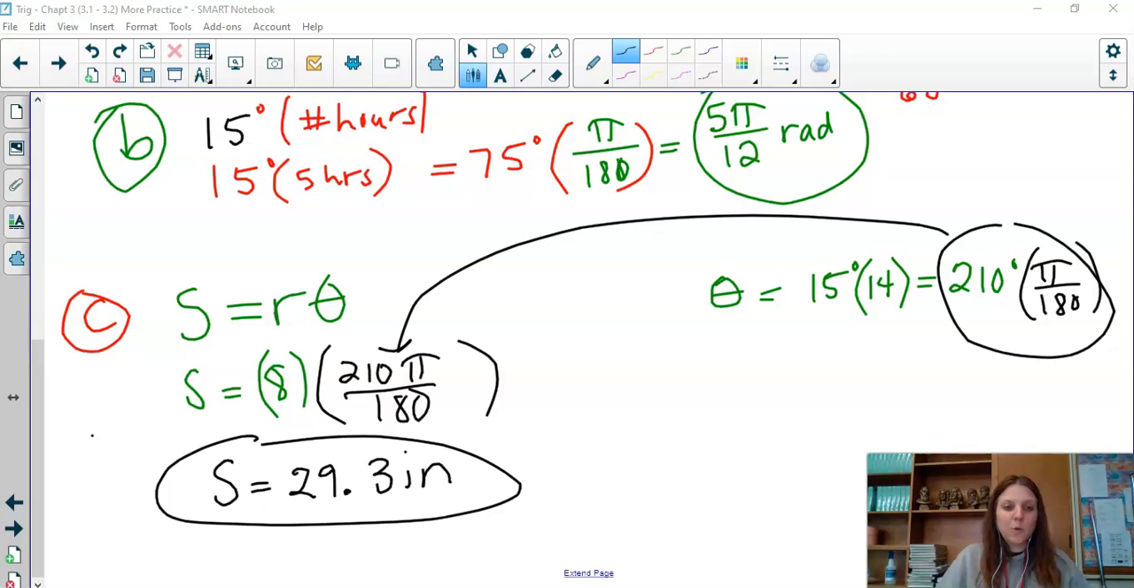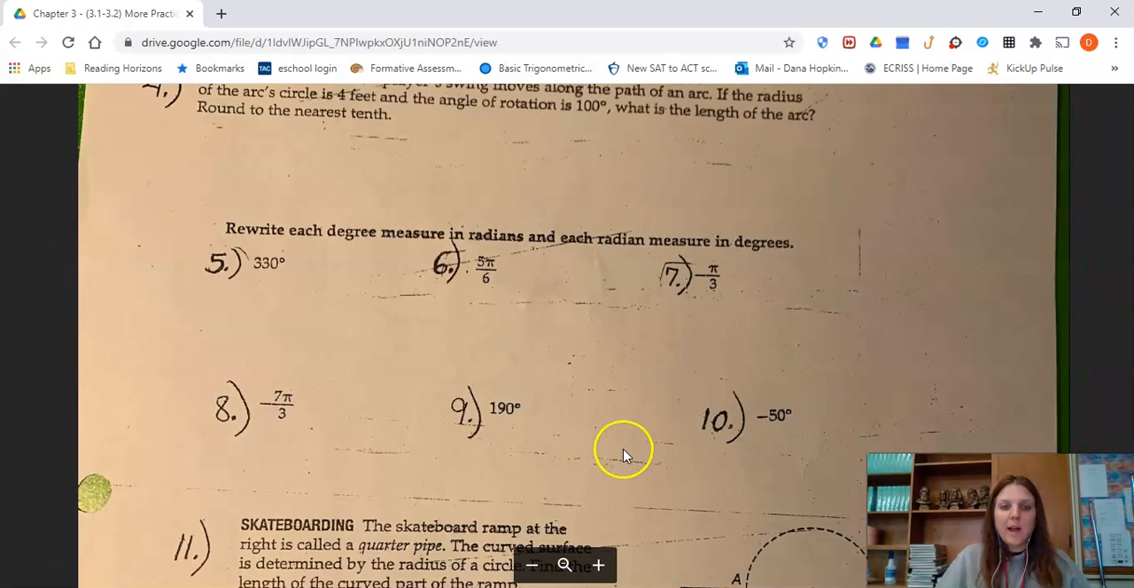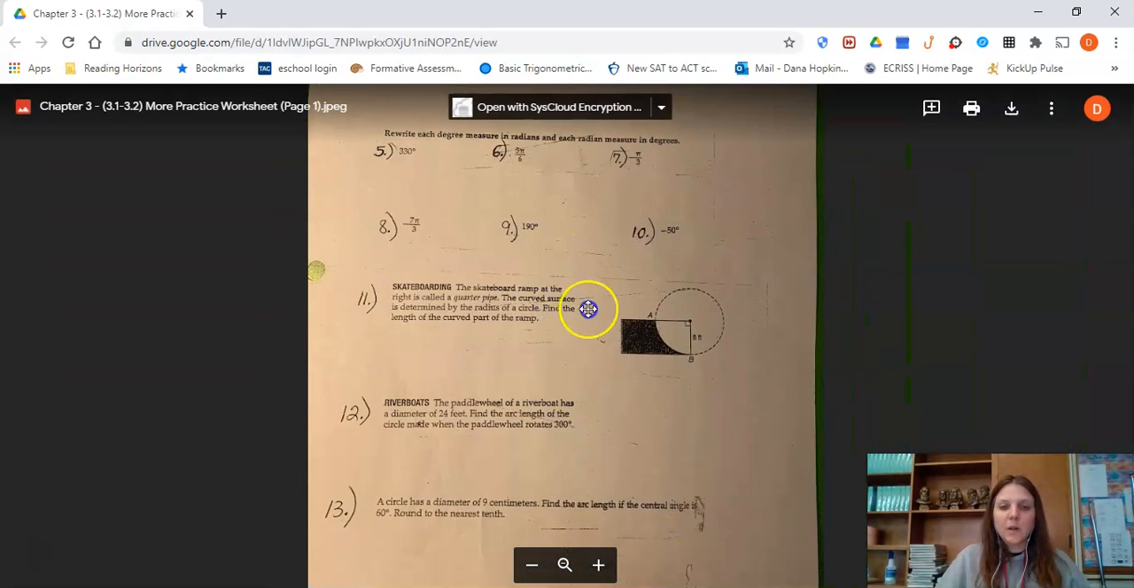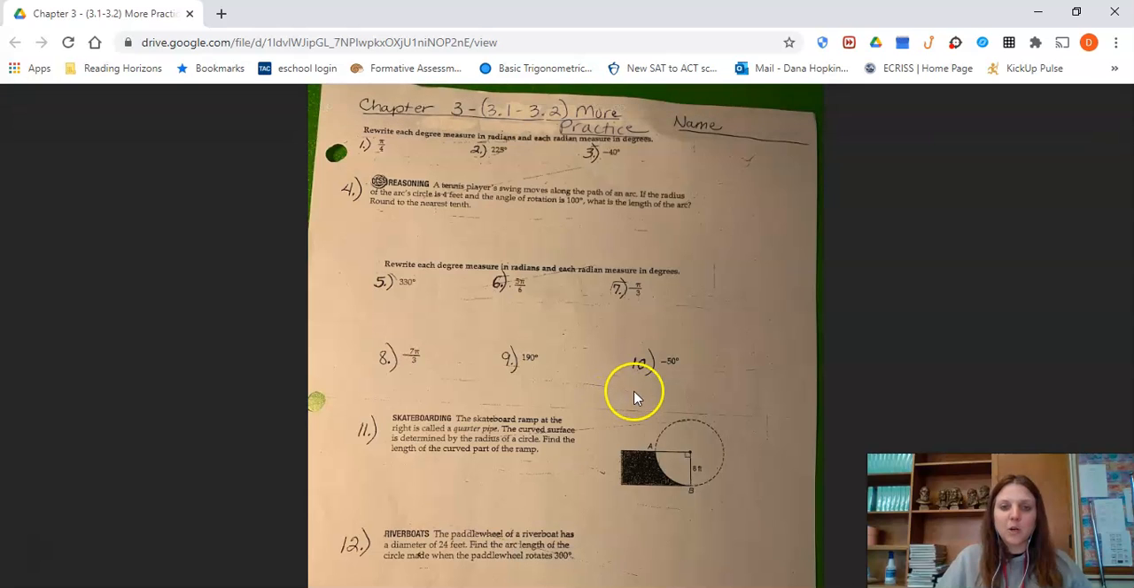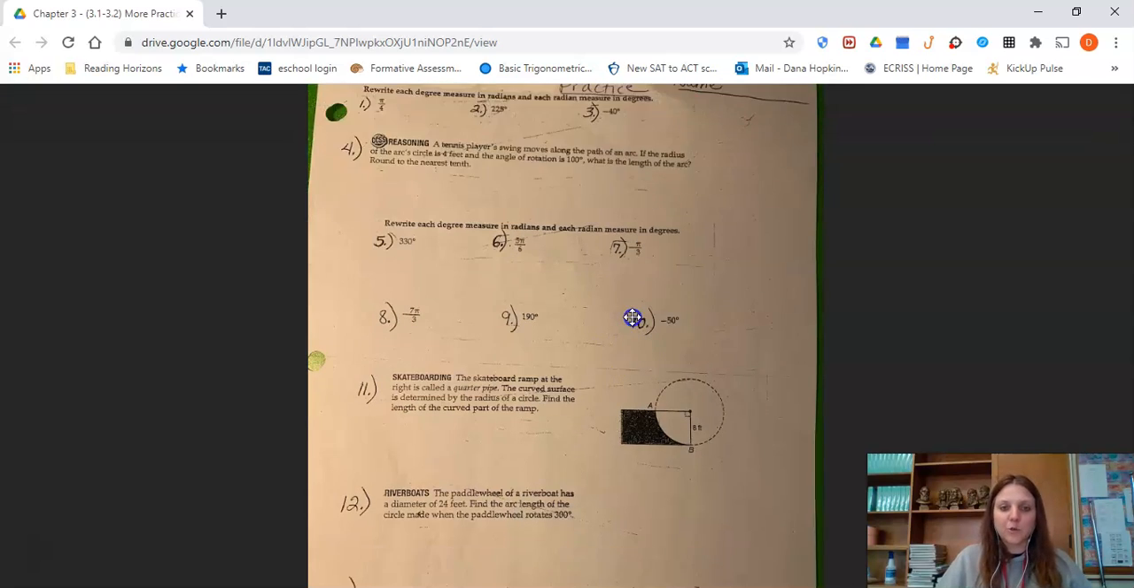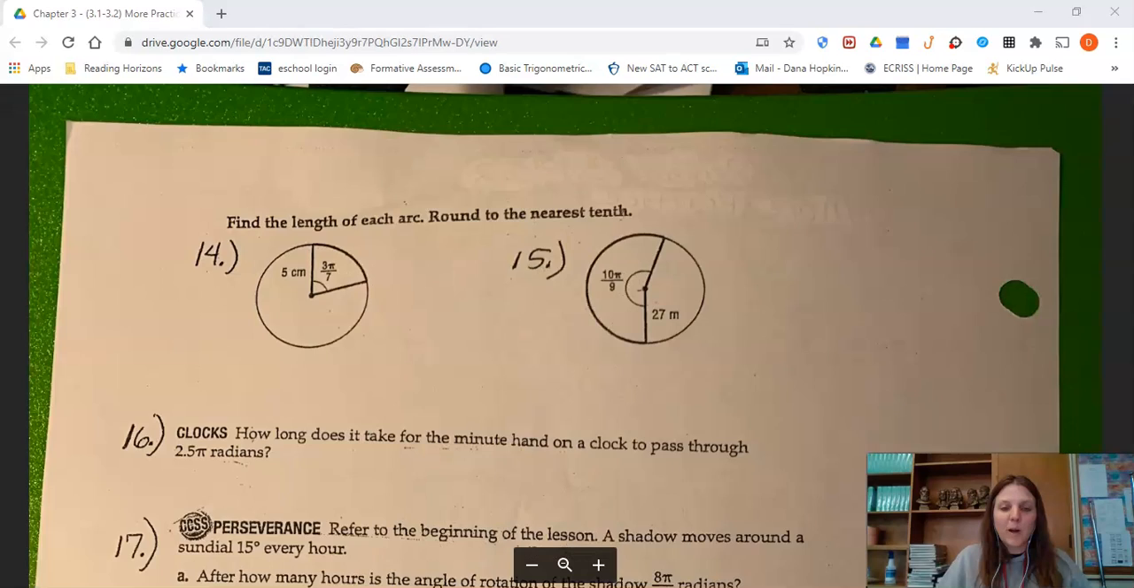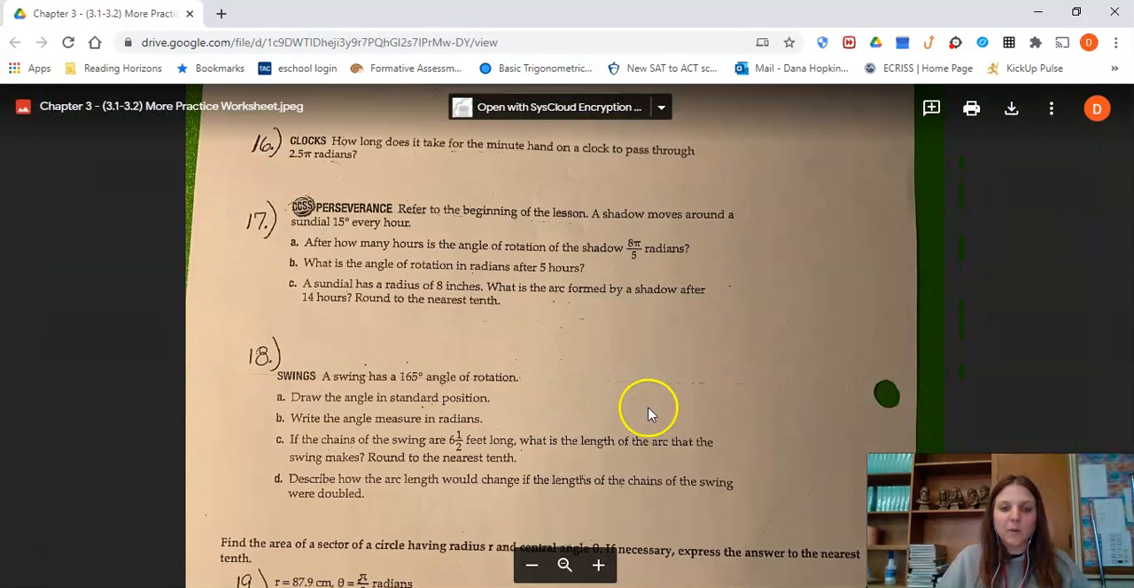Okay, so continue working on these two sheets. I will be posting up the answers. The rest of the answers, I'll do another video since this is more practice and review. I will post up the rest of the answers in another video later on this week.